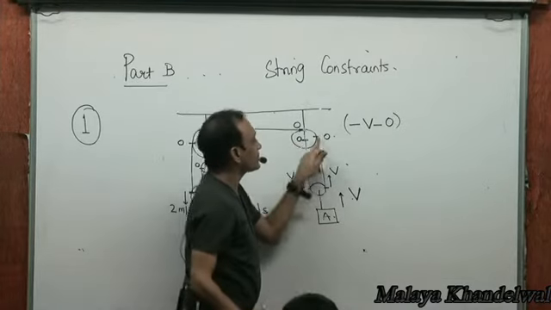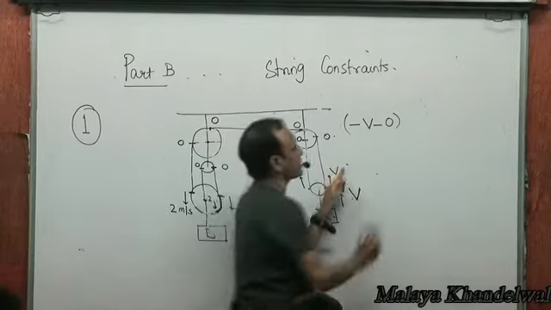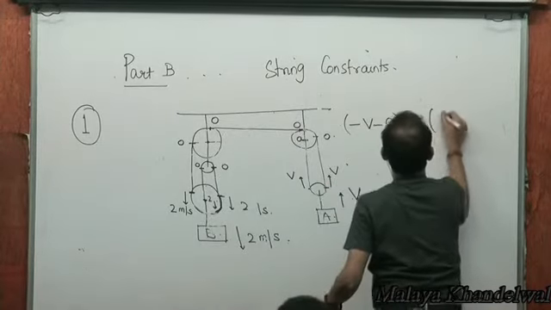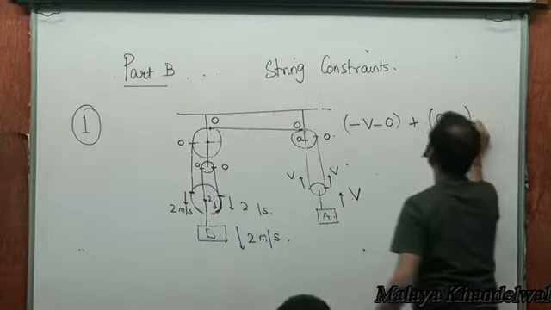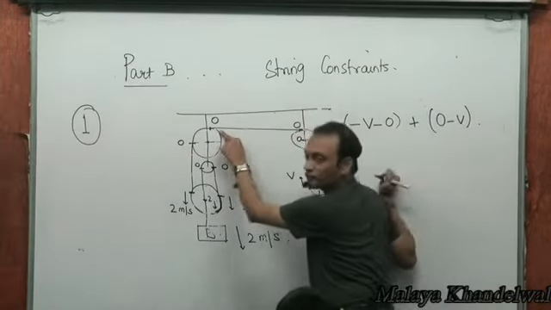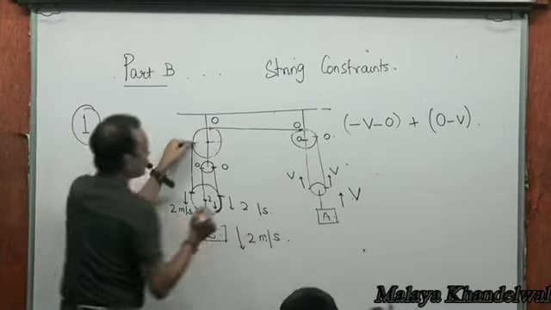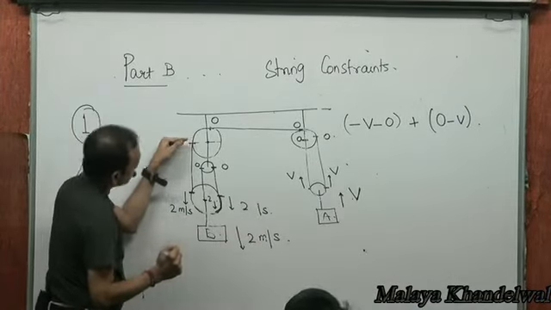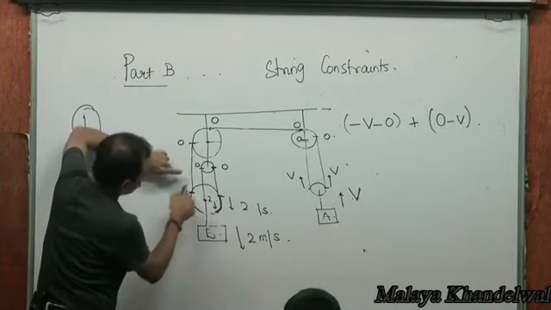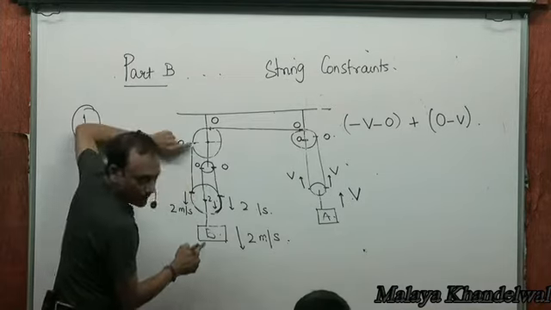Then I go this way. 0, velocity of this point in this direction, minus velocity of this point in this direction, plus 0 minus v, right? I don't have to bother about this. This is a fixed length. I don't have to bother about the wrap-up length. That's fixed. Then I go this way. Velocity of this point in this direction minus velocity of this point in this direction. So 2 minus 0.